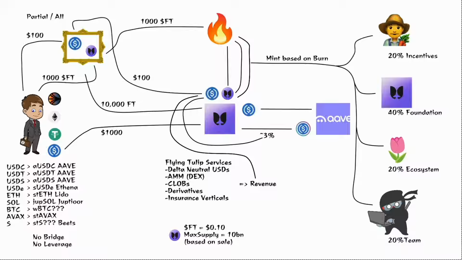So that's what makes this really special, is that the team and all of these other things are not going to take any of the VC money and use it to pay the devs. They're only going to use revenue generated by Flying Tulip to pay for all of these features. And the VCs, or the initial investment capital, will only be used to buy back and burn FT tokens, and that's it.